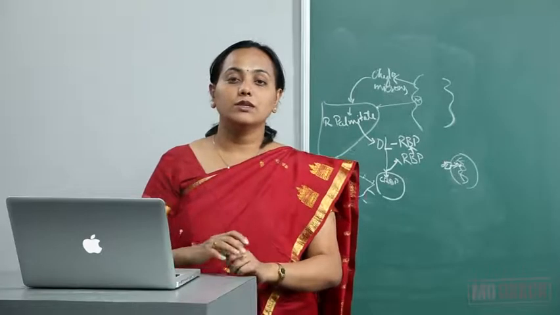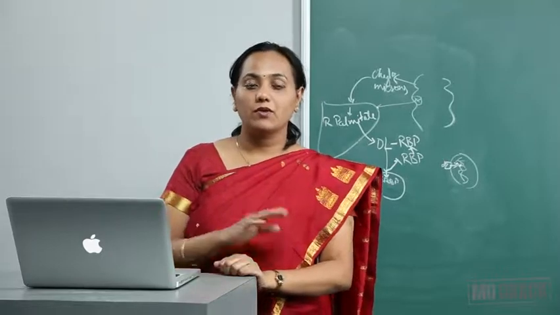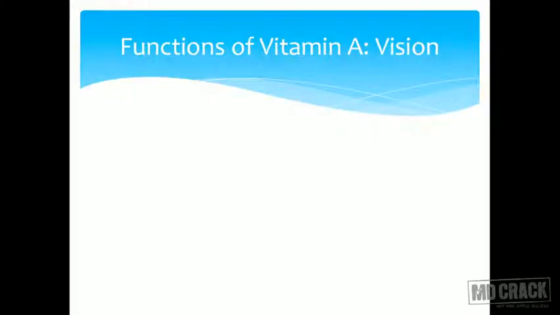So what are the functions of vitamin A? We found out what the sources are, how it is transported, how it is absorbed. Now let us look at the functions of vitamin A. The minute you say vitamin A, even school children know that vitamin A is involved in vision. The government everywhere keeps advertising carrots for vitamin A, carotenoids, and that it is involved in vision.